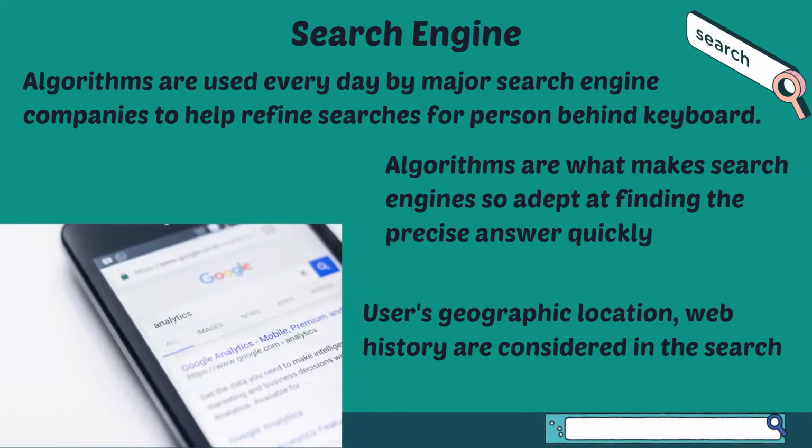So there are some computer algorithms working behind these search engines. These algorithms make the search engines adaptive, finding the precise answer very quickly. So they will be checking our history, they will be checking our geographic locations and all, and they will be giving us the apt answer. So calculus is also a part of the search engines we are using.